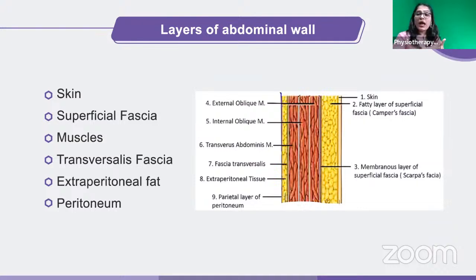Then you have extraperitoneal fat. The peritoneum is nothing but the liquid covering layer which is present around your organs to protect and nourish them. Before the peritoneum, you have the extraperitoneal fat layer. So what you have to understand is there is skin, there is superficial fascia. After superficial fascia, you have the muscles. What are the layers of muscles you have? The order is rectus abdominis, external oblique, internal oblique, transversus abdominis. Please make a note of it. Then comes the transversalis fascia, extraperitoneal fat, peritoneum.